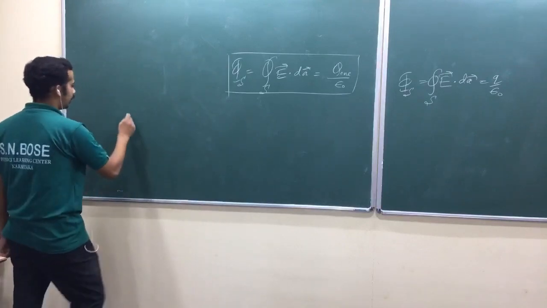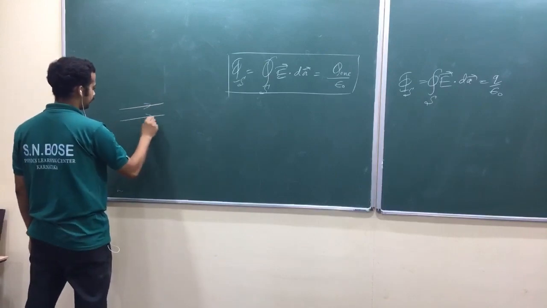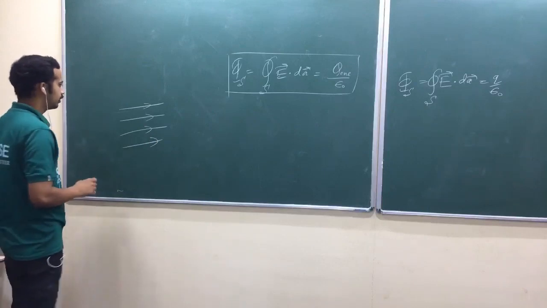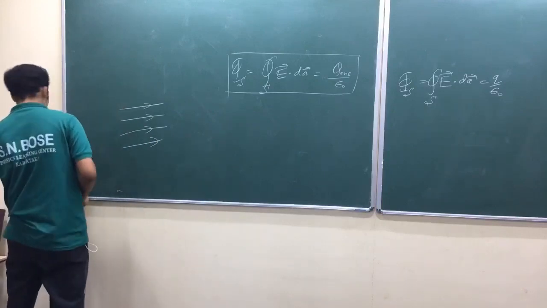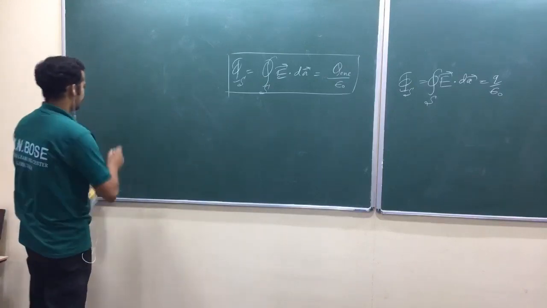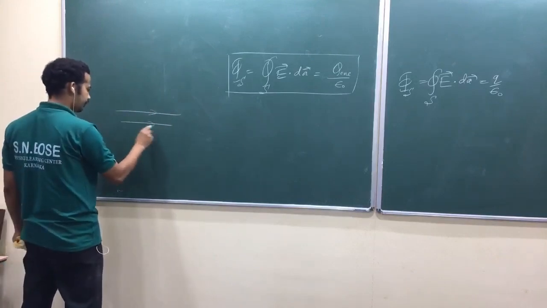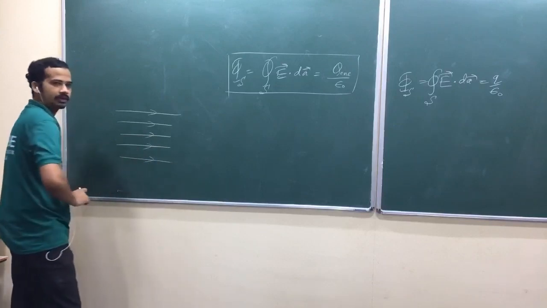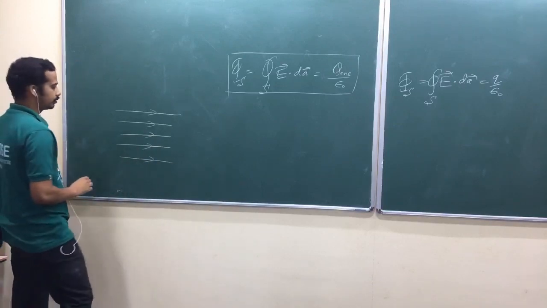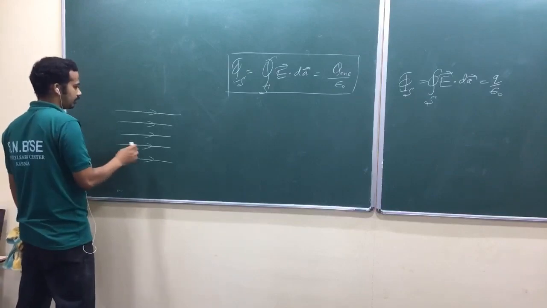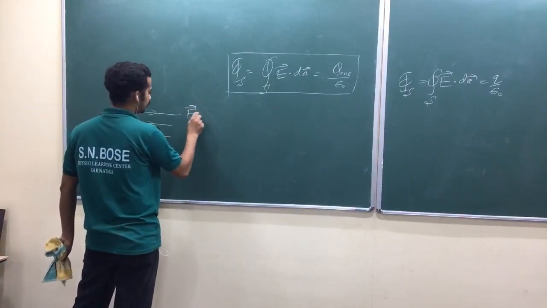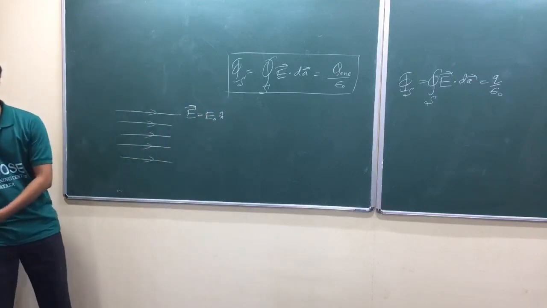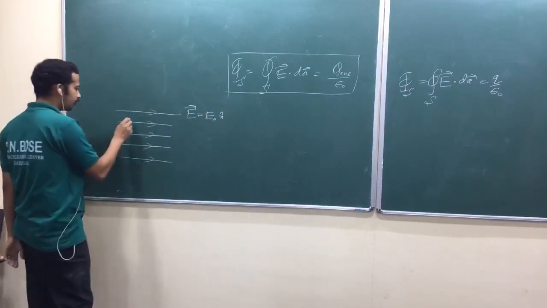I have parallel lines of electric field. Those electric field lines are like this. Somewhere in some exam they designed this kind of question. I have electric field lines like this, okay? Now let me write this electric field as E0 into X cap, that's a uniform electric field.